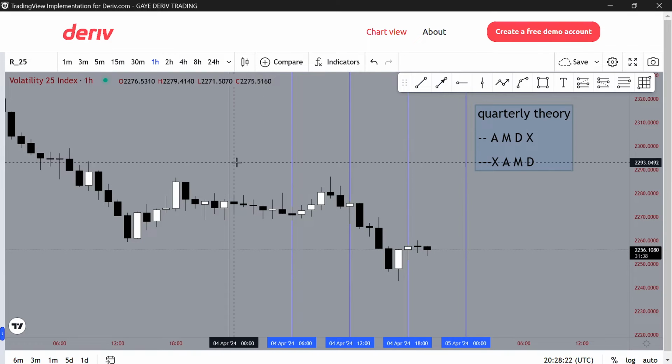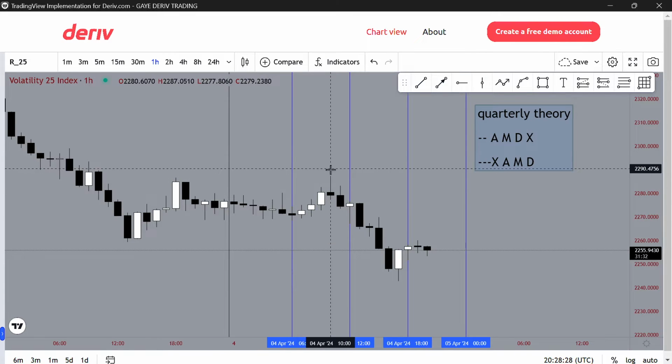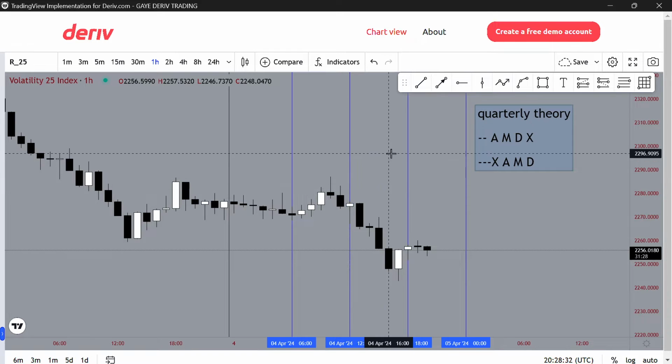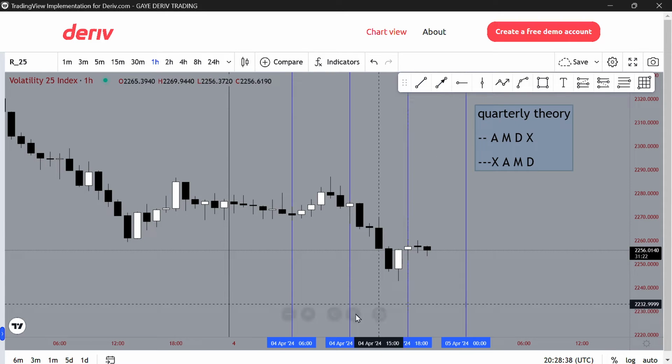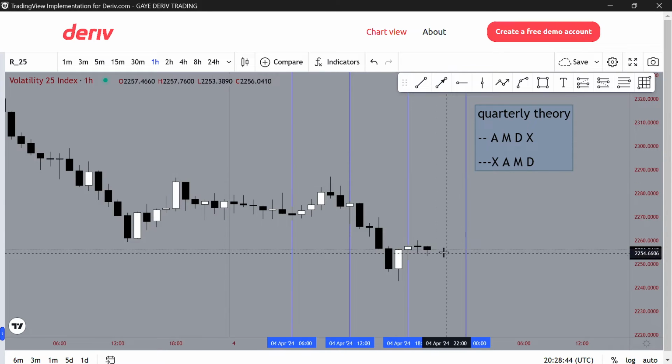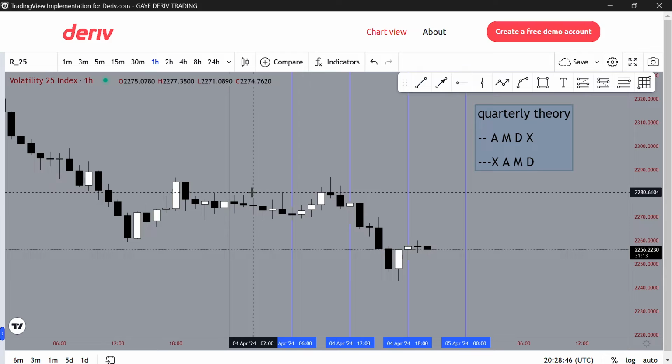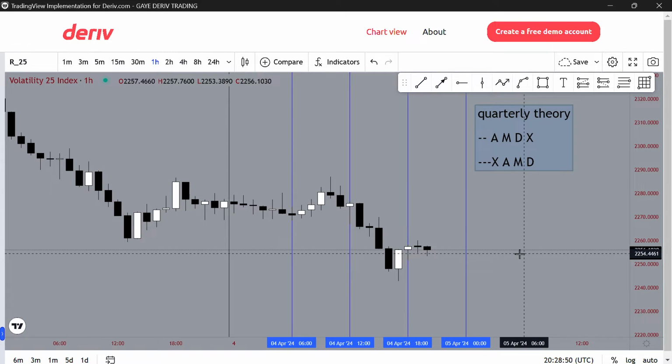So first quarter is midnight, 12 a.m. to 6 a.m. Second quarter is 6 a.m. to 12 p.m., and then third quarter is 12 p.m. to 6 p.m., and then 6 p.m. to midnight again. So you can see that it's perfectly divided here: 6, 12, 18, 00. So now we have the daily quarters divided.